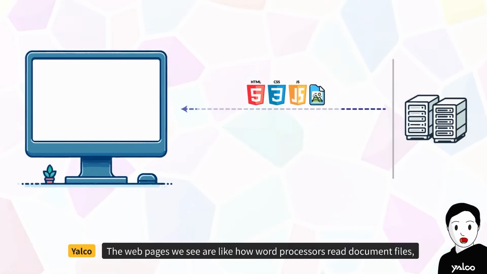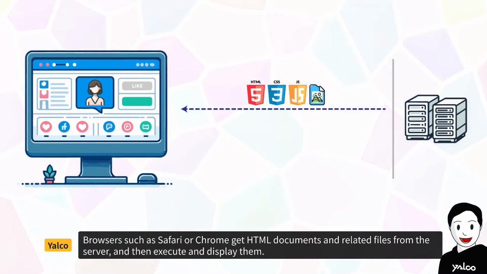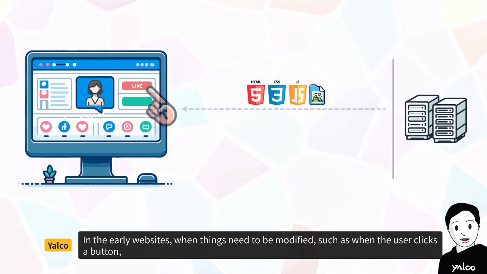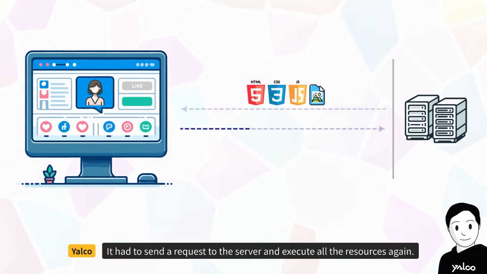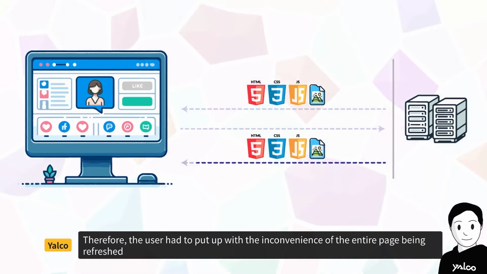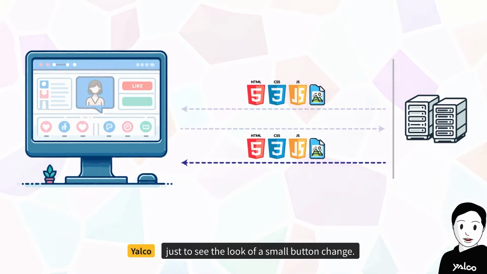The web pages we see are like how word processors read document files. Browsers such as Safari or Chrome get HTML documents and related files from the server and then execute and display them. In the early websites, when things needed to be modified, such as when the user clicks a button, it had to send a request to the server and execute all the resources again. Therefore, the user had to put up with the inconvenience of the entire page being refreshed just to see the look of a small button change.